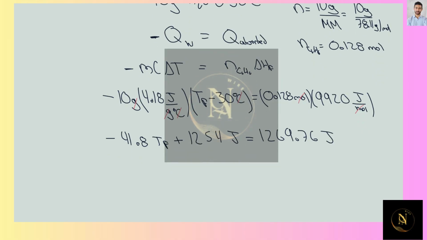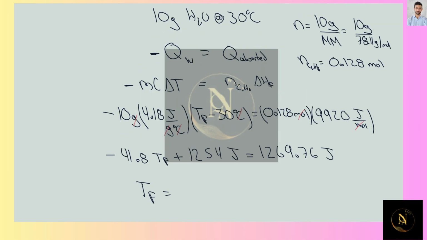So we need to solve for final temperature. My final temperature will be 15.76 over minus 41.8. And the result will be minus 0.377 degrees Celsius.